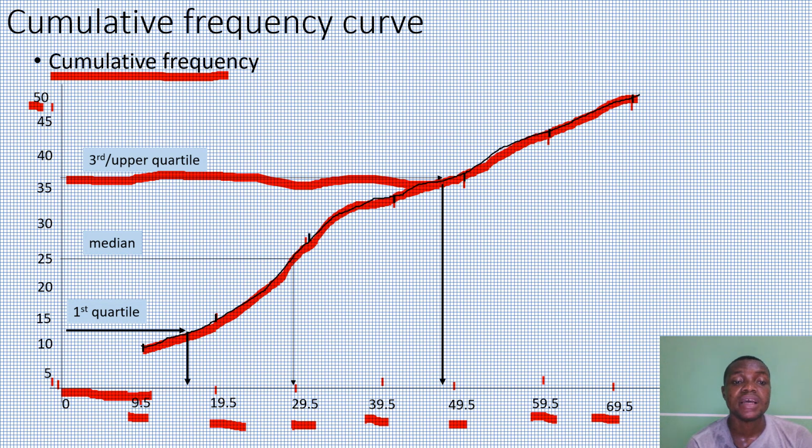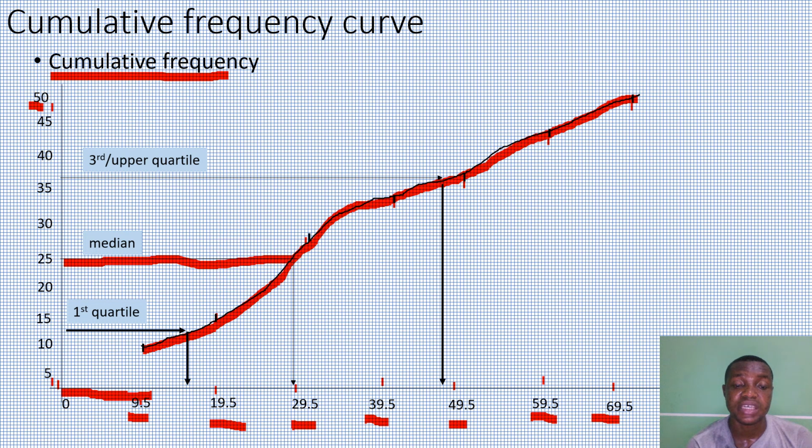When they ask you for the median, you divide the total frequency by 2 to get the position. Here the total frequency was 50, so 50 over 2 is 25. Locate 25 on the cumulative frequency axis. Then you trace the line to touch the cumulative frequency curve. Then you bring it down to the x-axis. Wherever it touches, you pick that as your answer.